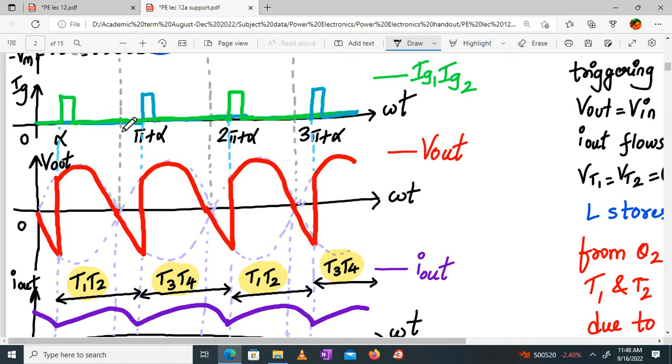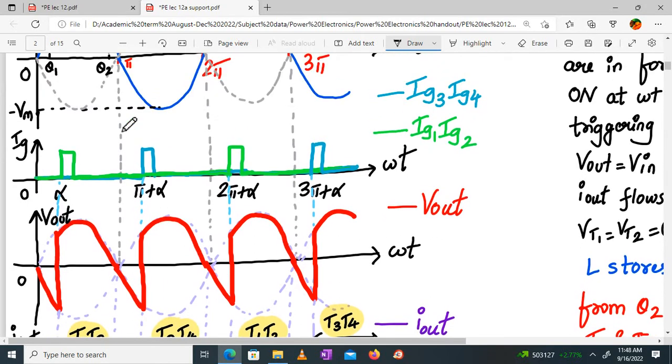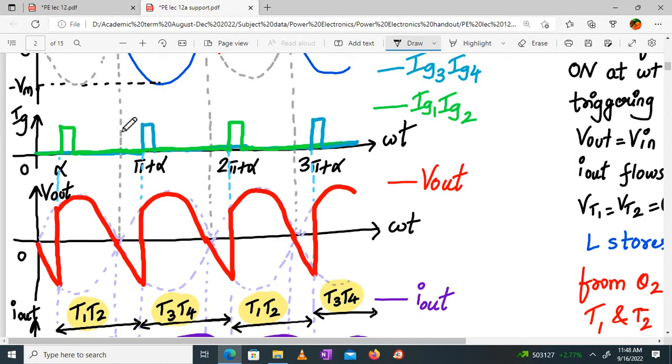From alpha to pi, this is what will happen. What happens beyond alpha? Beyond alpha, V in is going negative, but since the value of L is very large, it has a lot of stored energy and is releasing that energy. So that is keeping T1 and T2 on. So T1 and T2 remain on till pi plus alpha.